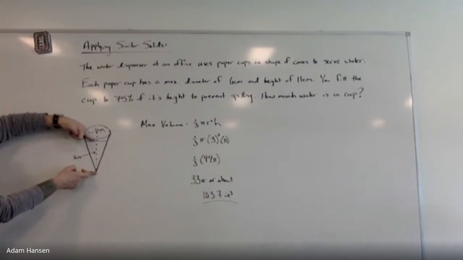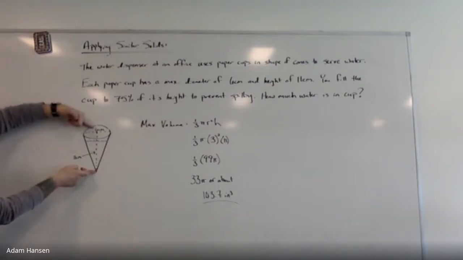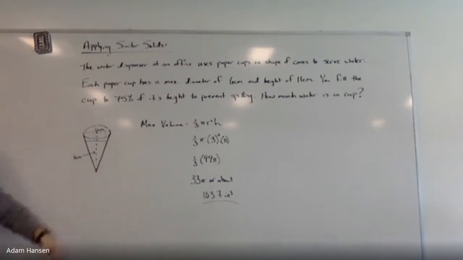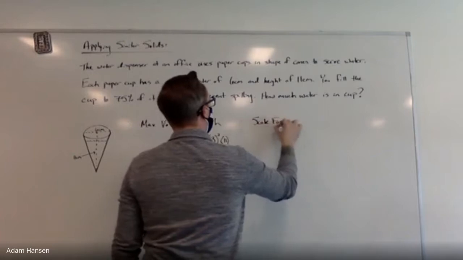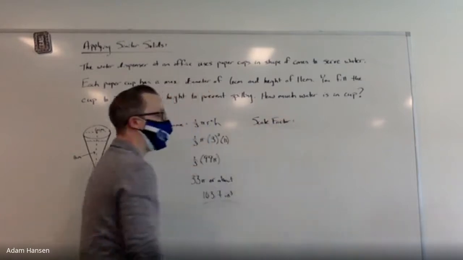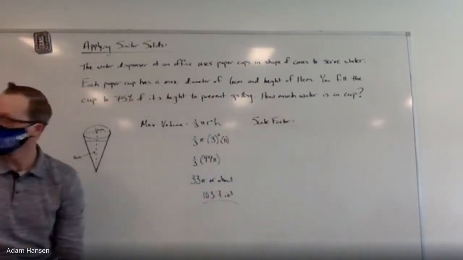It's a pair of corresponding lengths. The height of the water versus the height of the cone, that's a ratio of 75%. That's a ratio of lengths. I want to compare the volume of the water that's in the cone with the volume that the cone could possibly fill up. So my scale factor is 75%. What is that as a fraction? 3/4.